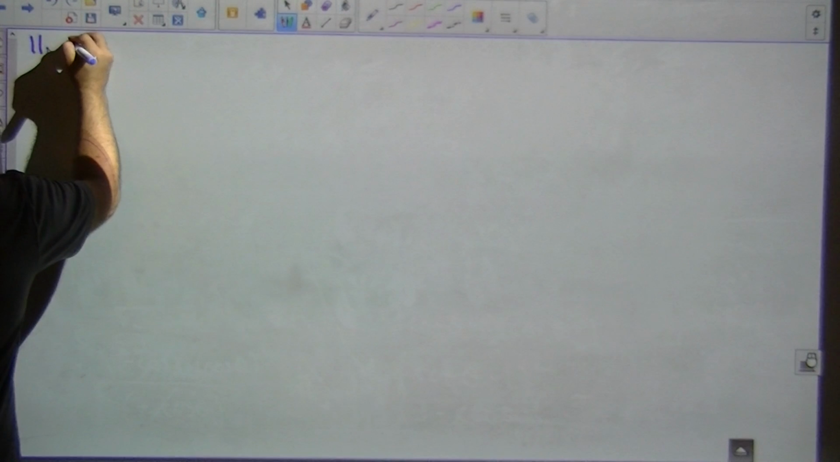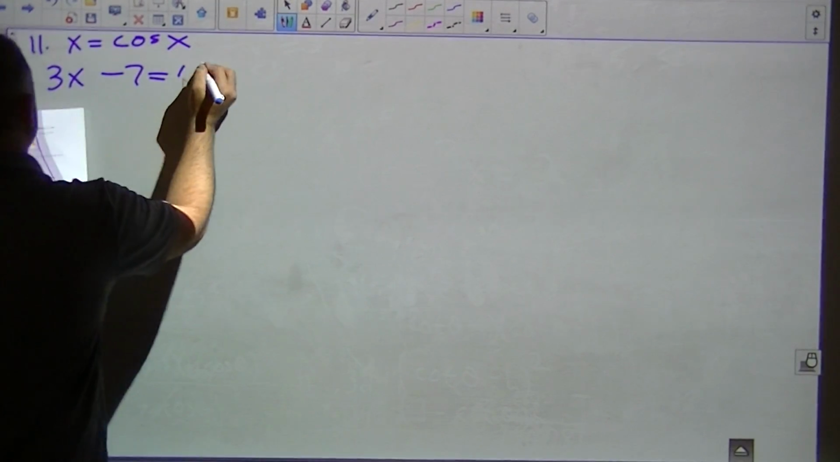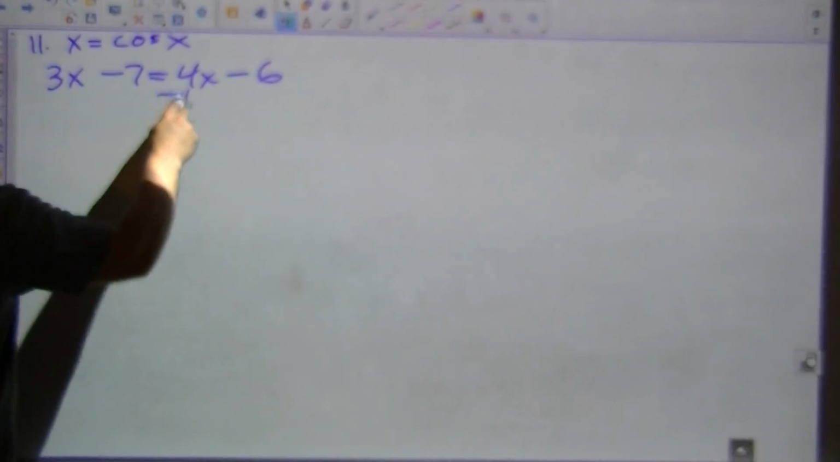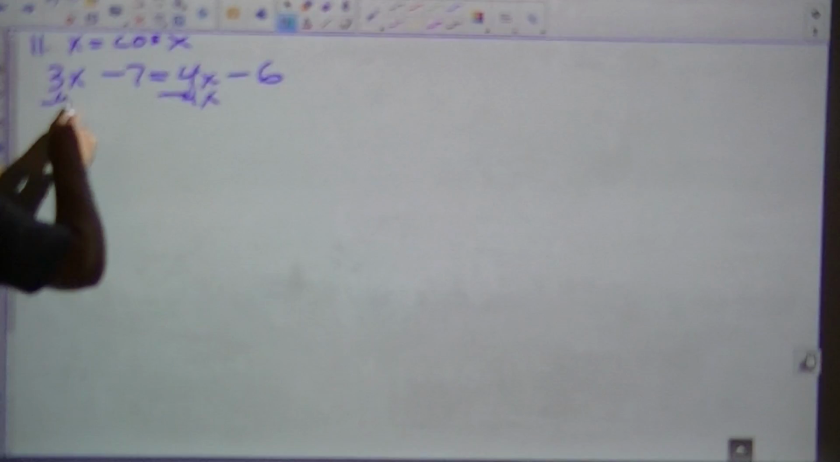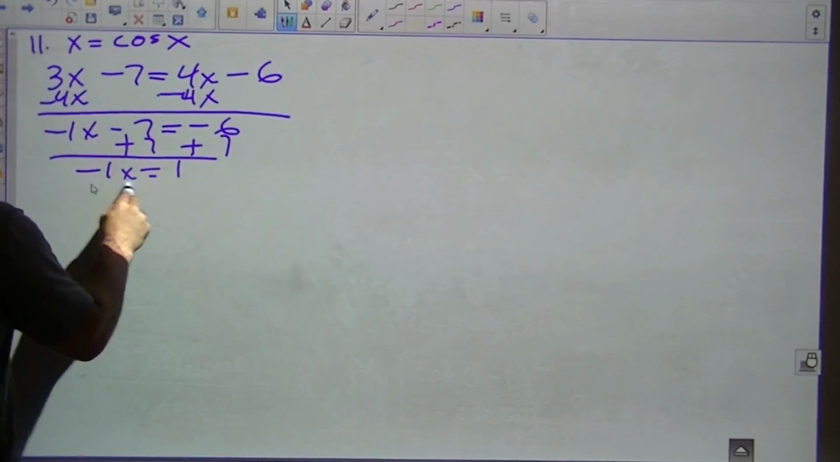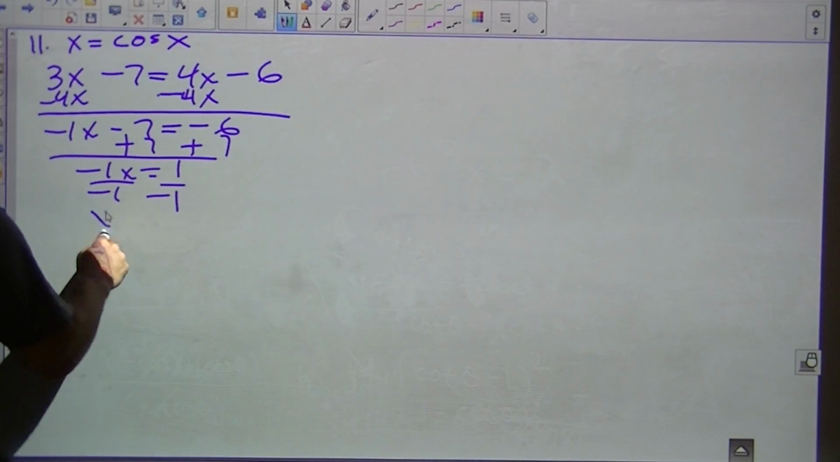All right, I'm going to go ahead and replace cosine with x. Okay, so what you got is 3x minus 7 equals 4x minus 6. Now that you can see the replacements there. Okay, so what I'm going to do is I'm going to go ahead and subtract the 4x. So I got negative 1x minus 7 equals negative 6. Add 7. I got negative 1x equals 1. Divide by negative 1. I got x equals negative 1.